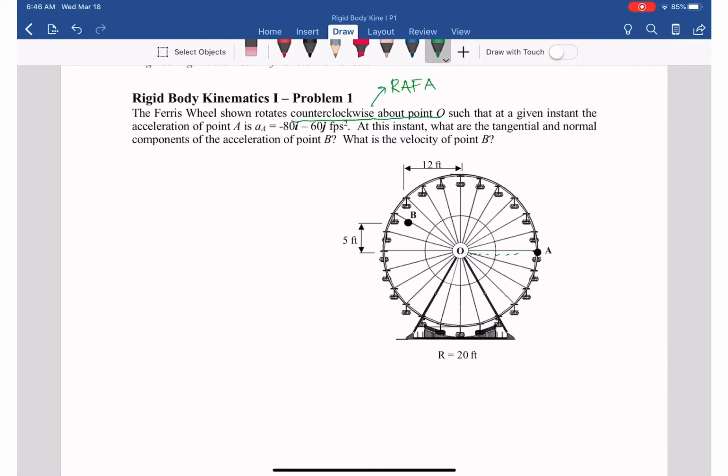And given at that instant the acceleration of point A, so what they give is the acceleration of point A as negative 80 i and negative 60 j feet per second squared. And at this instant, what are the tangential and normal components of the acceleration of point B? So as you can see, they give the acceleration of point A and want us to determine the two components, tangential and normal components of the acceleration of point B, and also what is the velocity of point B.